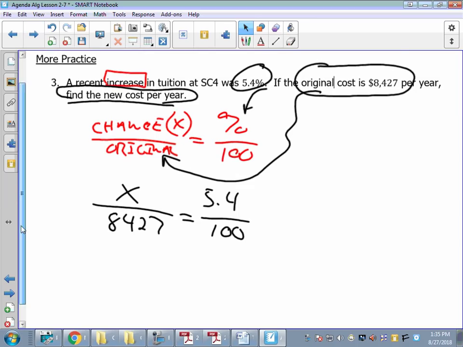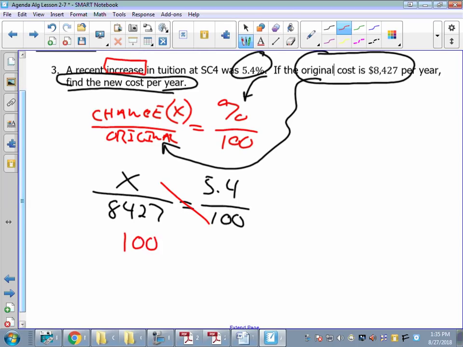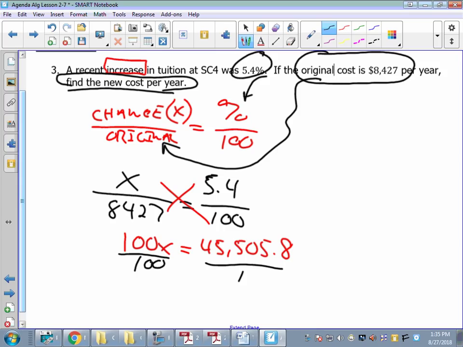Now we can cross multiply here. 100 times x is pretty simple, 100x. And then 84.27 times 5.4. Let's make that a better 5, my 5s struggle a little bit. That gives us 455,505.8. I should check my math there. I should really use a calculator when dealing with those decimals. Then I'm going to divide by 100. We're solving algebra problems here, it's just a one-step problem. So our increase would be $455.06.